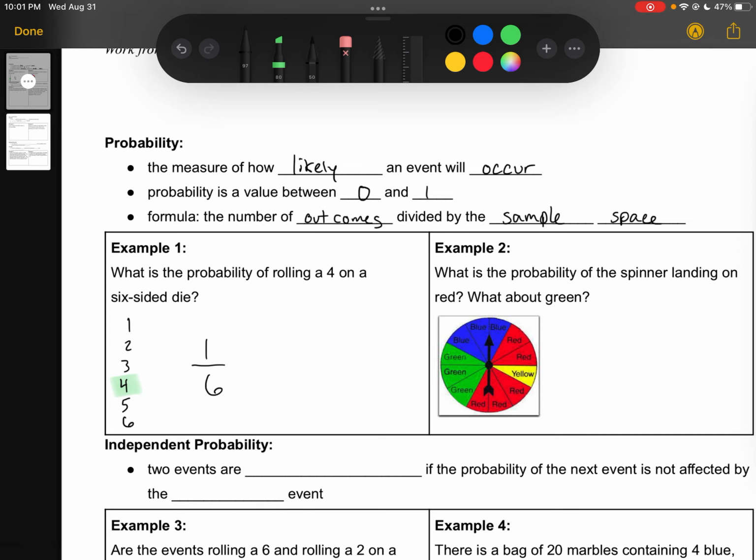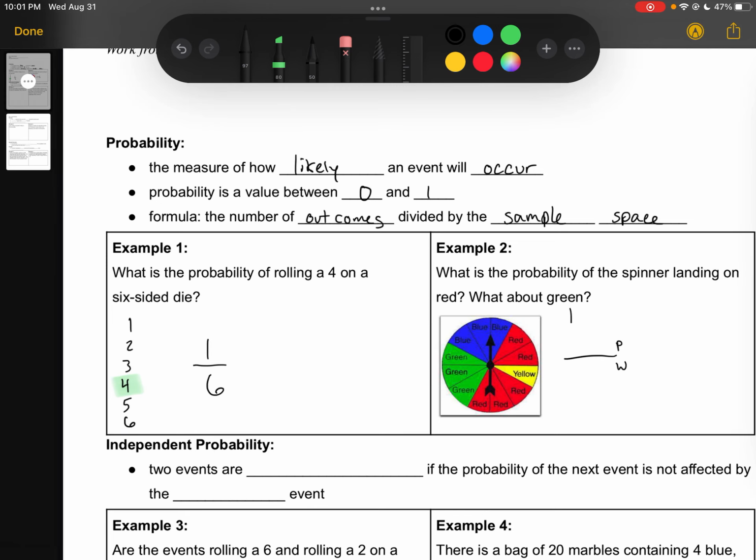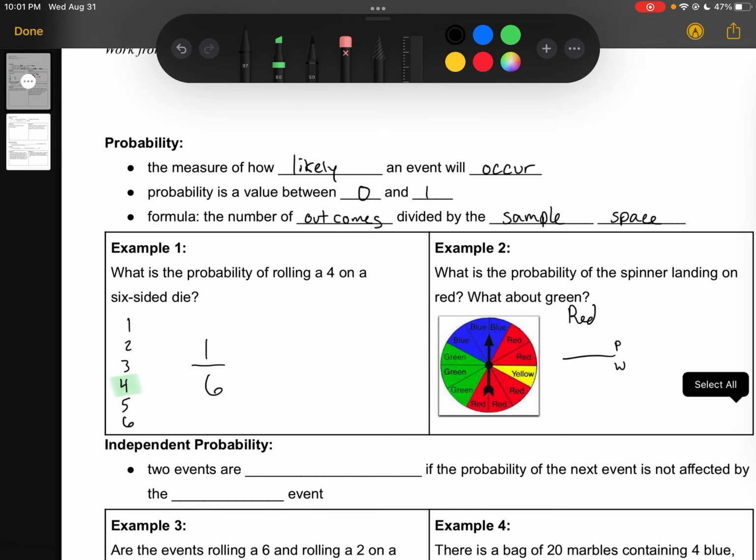The second one is pretty similar here. So we're going to put our favorable outcomes over our whole, our part over whole. So probability of the spinner landing on red, we'll do that one first. So red here. So we count this up, 1, 2, 3, 4, 5, 6, 7, 8, 9, 10, 12. So 12 total. And of those 12, how many are red? So you have 1, 2, 3, 4, 5 sections are red.